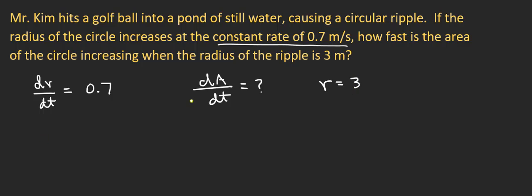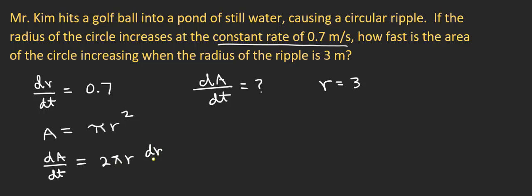So in order to solve for dA over dt, the area of a circle is pi r squared. And what is the derivative with respect to time? dA over dt is going to be 2 pi r dr over dt. In order to find dA over dt, we have to plug in the given information. It is 2 pi times the radius, which is 3, and the rate of change of radius with respect to time is 0.7.